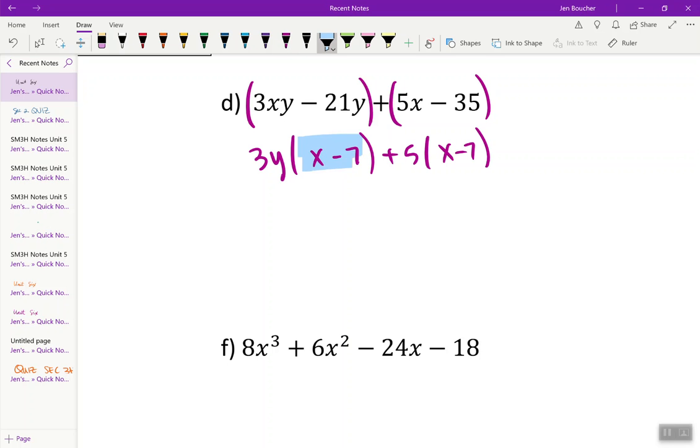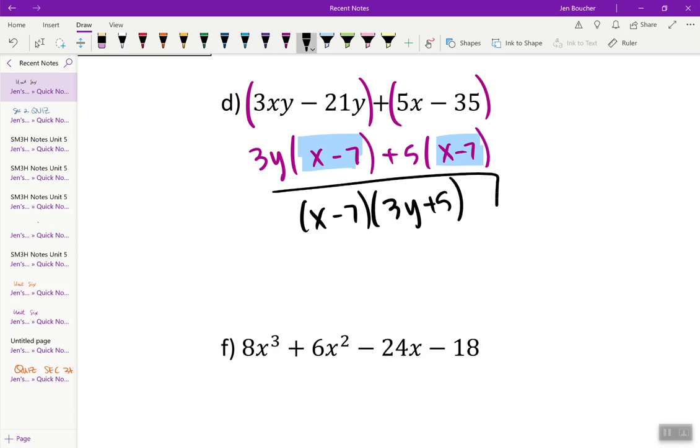Again, a good checkpoint: are these the same? Yes. If they're not, you need to start over, something's wrong. Okay, take out the 3y, or just kidding, x minus 7 comes out front, and we're left with 3y plus 5. Any questions on how you go through that process? How do you guys feel about it?